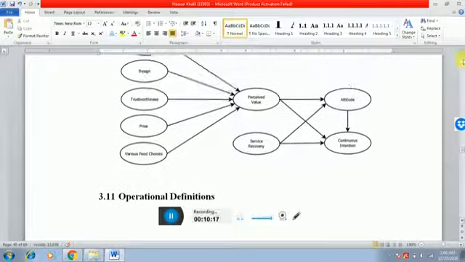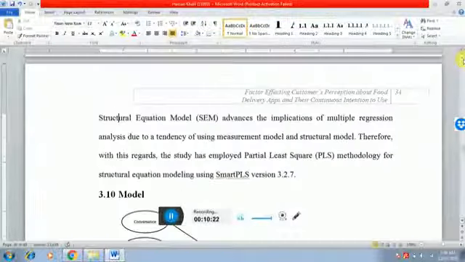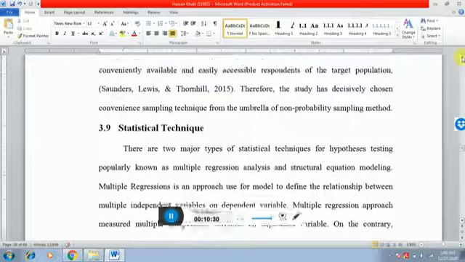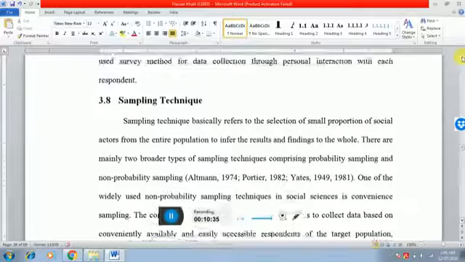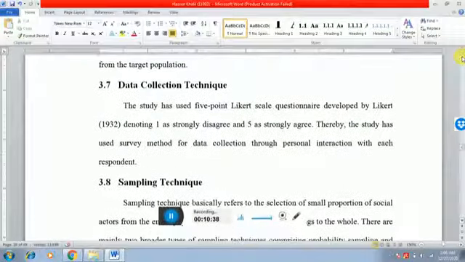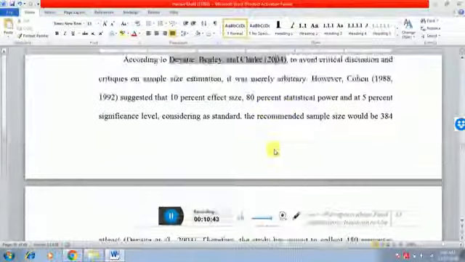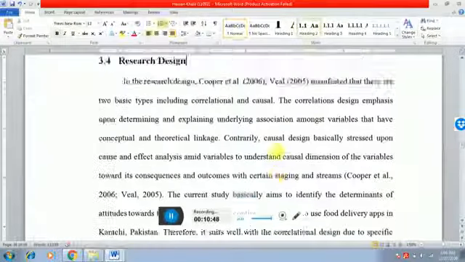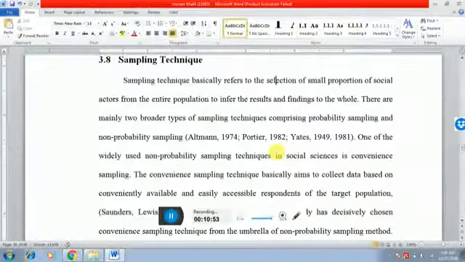Alright, so that's about chapter number 3. One thing is missing in this section. You have to write a heading related to research instrument. Alright, let me check it and then let me explain it. Let's suppose this is the heading of the target population, is it design? Let me check. So statistical technique comes before the sampling technique.